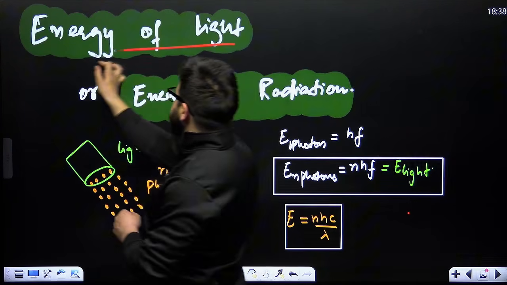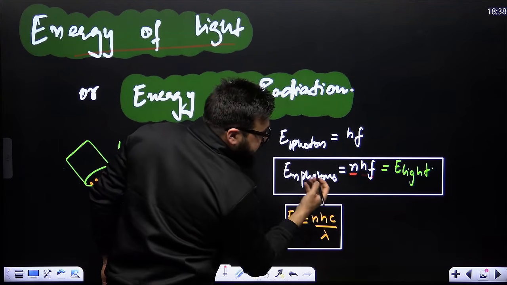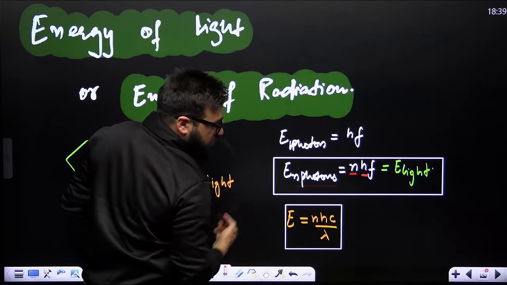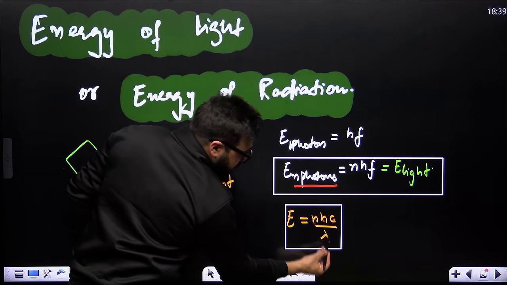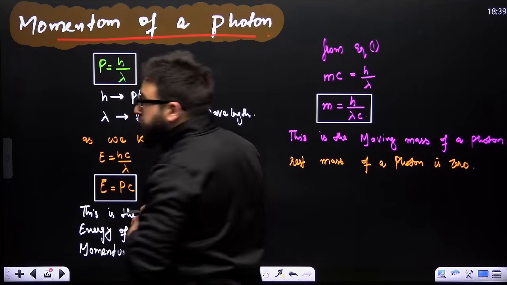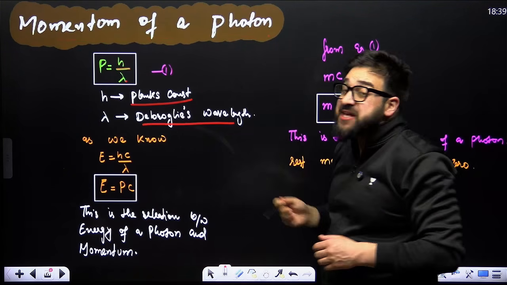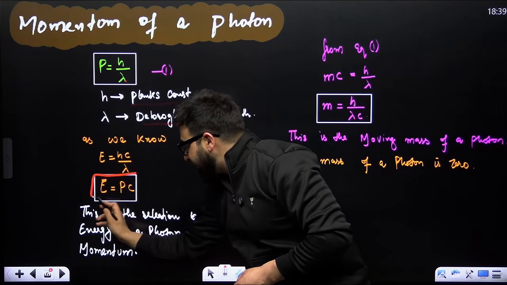Now, when it comes to the energy of light, my dear NEET aspirants, energy of light is simply nhf. Energy of light means energy of n number of photons, a large number of photons. So you can further write it as nhc divided by lambda, because f is also c divided by lambda. Then, momentum of a photon. We say momentum of a photon is h divided by lambda, where h is Planck's constant and lambda is de Broglie's wavelength. This is also one more relation that I want you to remember.